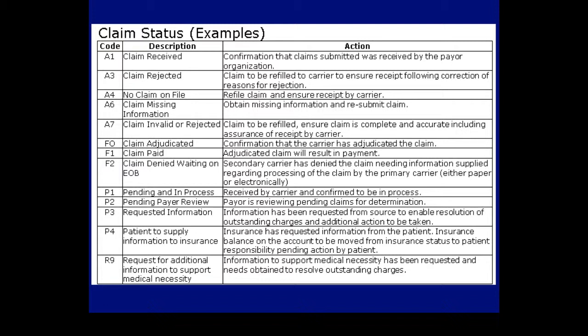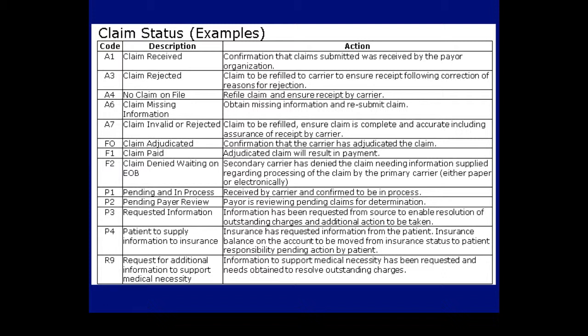Claim denied for waiting on EOB. Secondary wants the EOB information. Pending payer review. Payers reviewing pending claims for determination. Okay, we call that delay. So I'm going to be all over that and figure out what are you reviewing that I can help with.